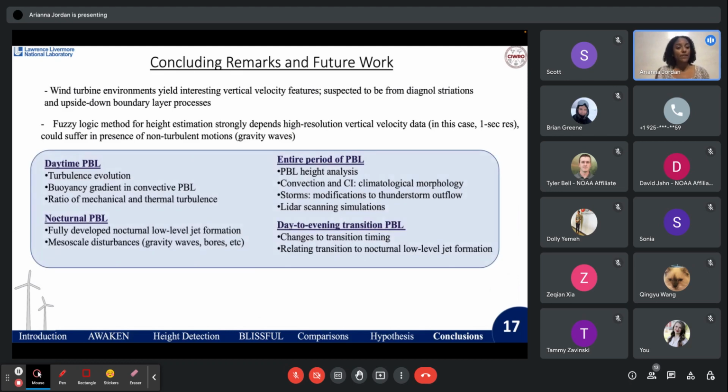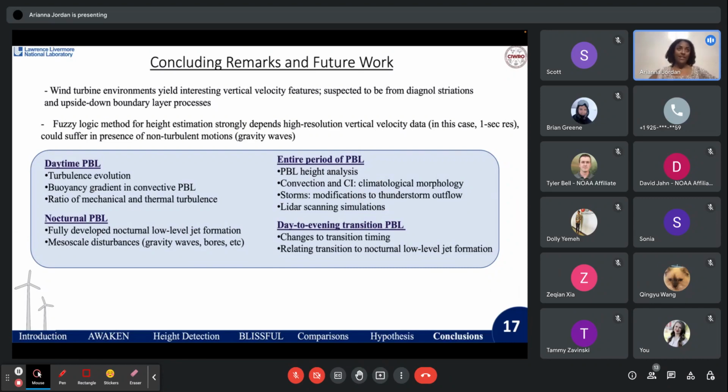And then as far as future work goes, there's a lot of future work to be had because we just started. But for the daytime boundary layer, there's a lot of turbulence studies we can do going forward as far as evolution and comparing the ratio of mechanical and thermal turbulence. In the nocturnal boundary layer, we have the nocturnal low-level jet cases to look at, which we already have an interesting one here, as well as mesoscale disturbances like gravity waves and bores.